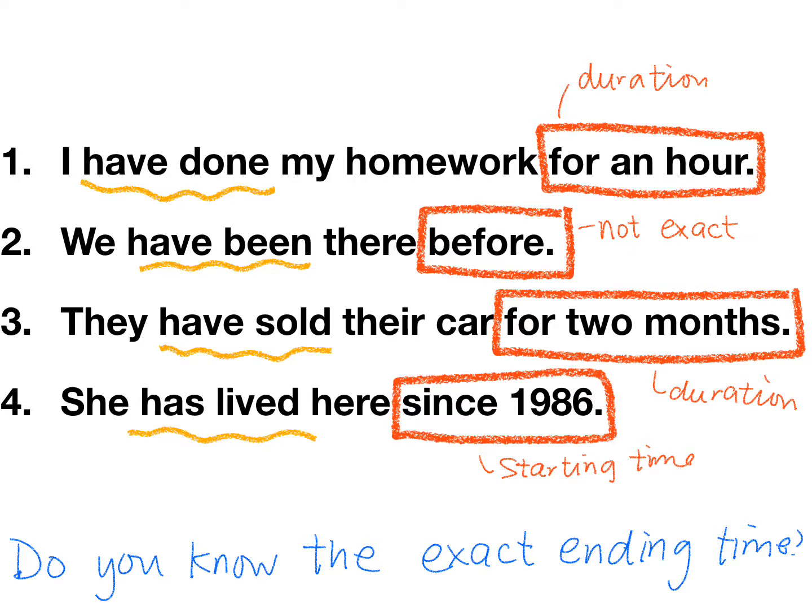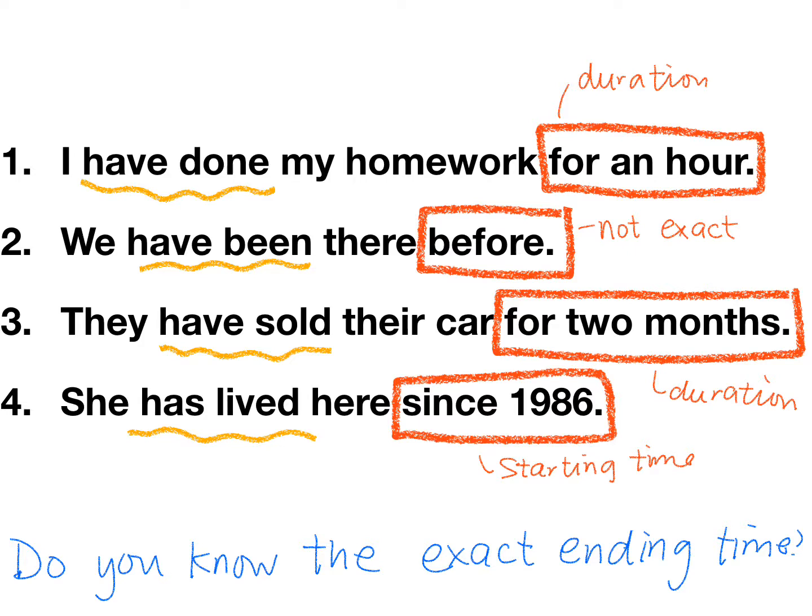Number 3, they've sold their car for 2 months. So when you see for, duration again. Oh, for 2 months already, so which day? Don't know, not sure, no exact definite time. Number 4, she's lived here since 1986. Hey, this is exact 1986, but we use the word since. So we just know the starting time. Still, we don't know the finishing time. We don't know when. Well, if we say she has lived here, it means she now has moved away already. She's not living here anymore.